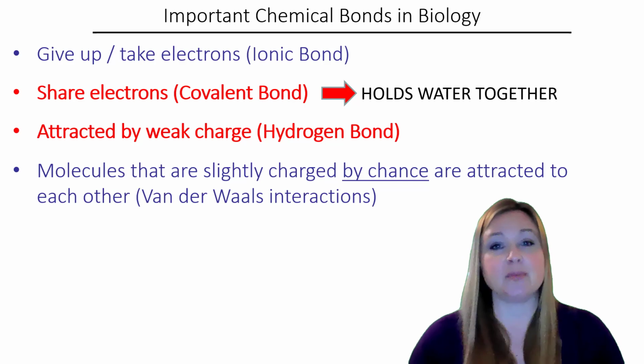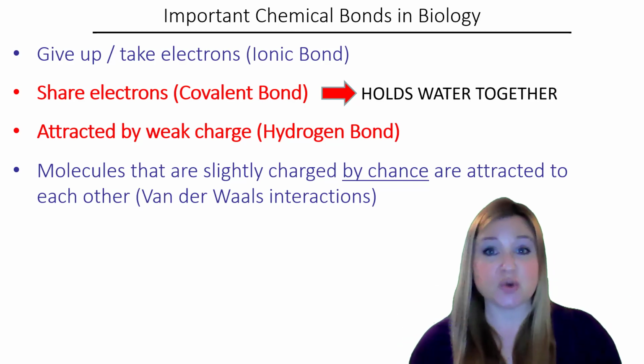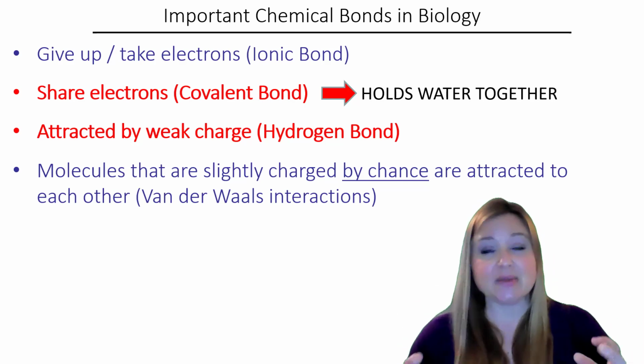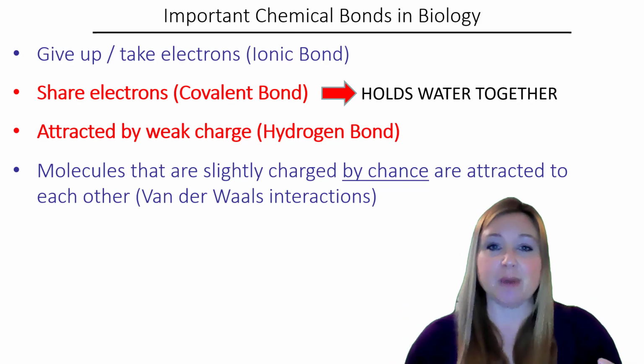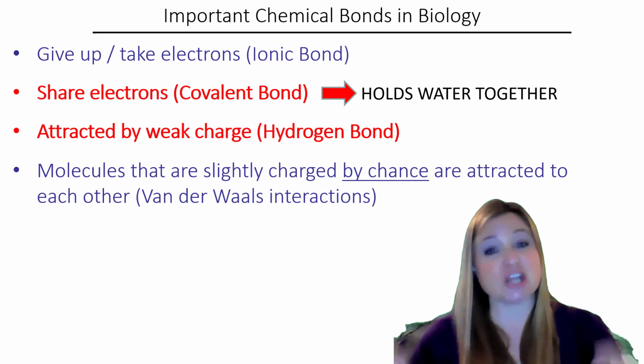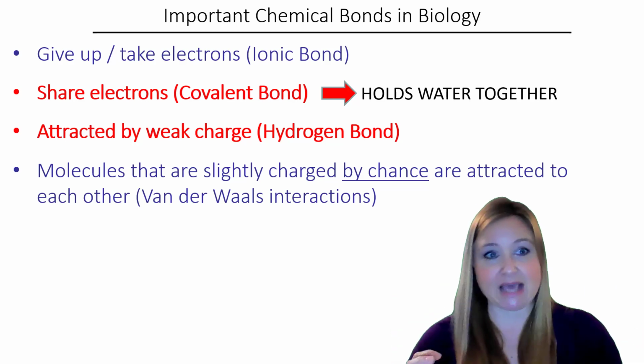We know the water is made up of one atom of oxygen and two atoms of hydrogen. So covalent bonds are going to hold the water molecule together. Now, we know that with a covalent bond, those atoms share the electrons between the different atoms.